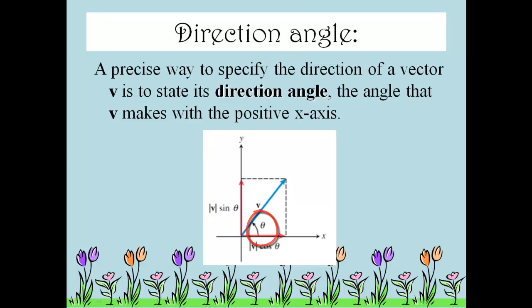And of course, if you think about it, it makes sense when we talk about the magnitude of our vector. So here's our vector v. The magnitude of our vector times the cosine of this angle would give our horizontal component. And the magnitude of our vector times the sine of that direction angle would give us our vertical component.